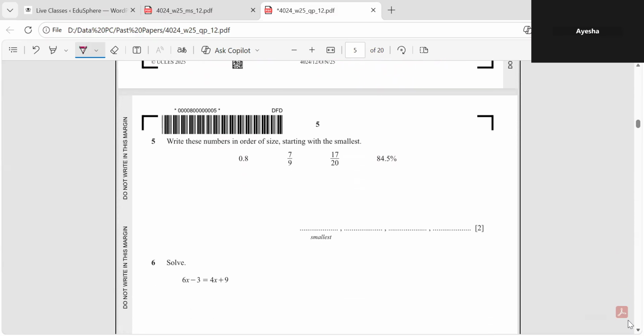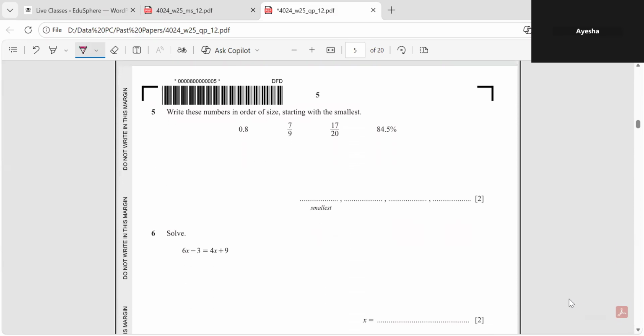Now moving on to this question, write these numbers in order of size starting from the smallest. For this strategy, we always have to look for the same kind of number. If they are in percentage, try to keep all the numbers in percentage. If they are in fraction, try to keep them in fraction. So again, the better strategy is to keep the numbers in decimal, because this is already in decimal. We may keep this number in a very simple way.